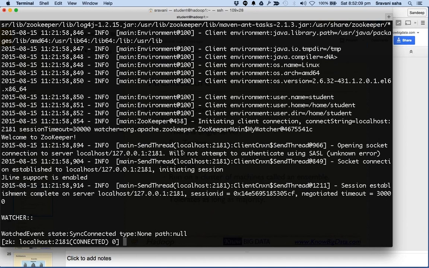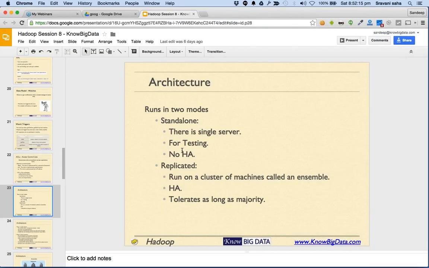I do not need to know how many machines are running, or which one to connect to. The client automatically connects. We'll talk about it in detail, but this mode in which we run multiple instances of Zookeeper is called replicated. Single mode you only run for testing and for hello world kind of applications. In case of production, you always run replicated.